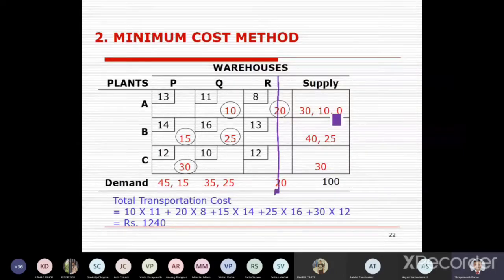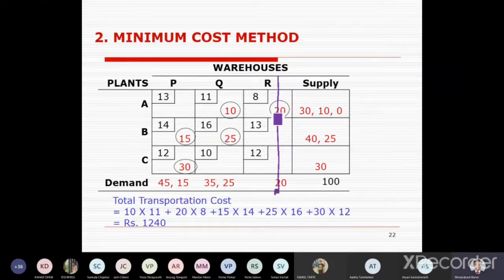So for iteration number 2, now consider the remaining matrix, that is this 3 by 2 matrix, and in this matrix you have to check which is the minimum cost. Sometimes you may find that there is equal cost. In that case you have to consider any one cost.